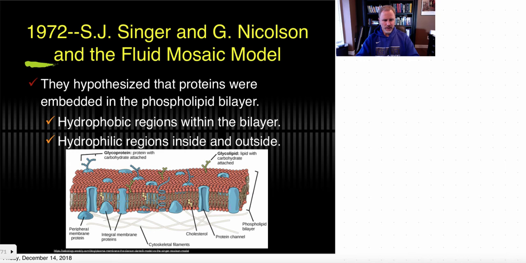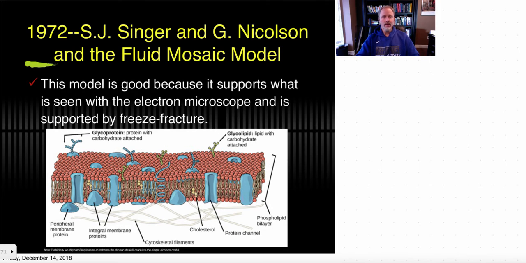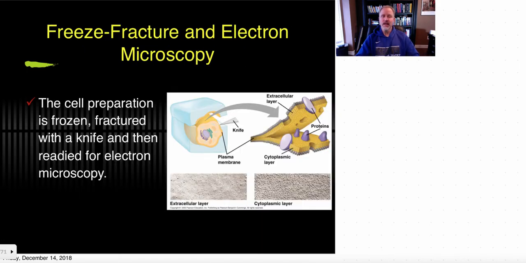So if we were to look at this, we can see, for instance, in this region right here, this would be hydrophobic, and then these outer regions right here would be hydrophilic. So that's the amphipathic nature of these types of molecules. And the model was good because it supported the types of things that were being seen as the techniques of using the electron microscope were improving, such as the freeze fracture. Even though that information was used to support the Davson-Danielli model, as they became better at it, they started to notice certain things with freeze fracturing that fit this fluid mosaic model a little bit better.